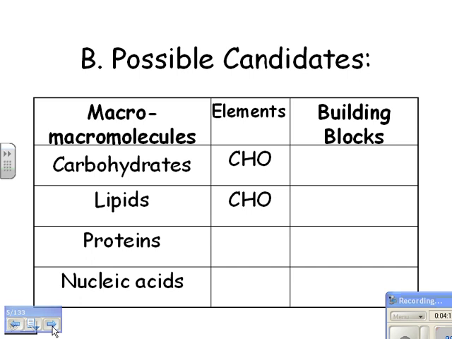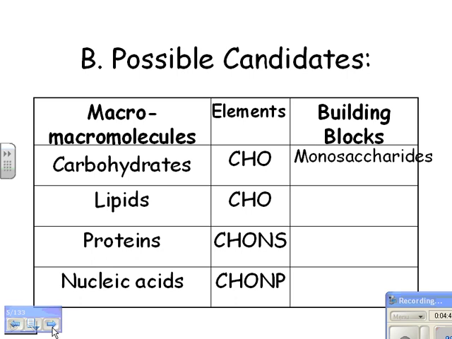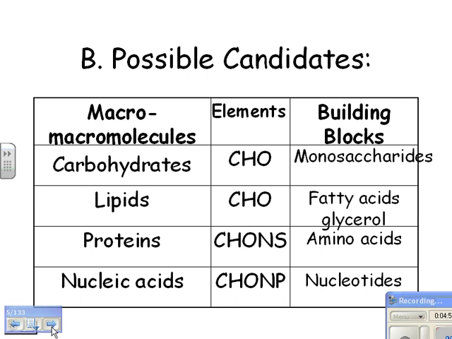Proteins have a couple of others. Remember all of them together, the most common macromolecule elements are CHOMPs. And proteins have everything except the phosphorus. So CHONs, which is kind of funny, remember, because it has all of them except the P. And nucleic acids have all of them except the S. So the building blocks of carbohydrates are monosaccharides. The building blocks of lipids are glycerol and fatty acids. For proteins, it's amino acids. And for nucleic acids, it's nucleotides. So you memorized all that in September.